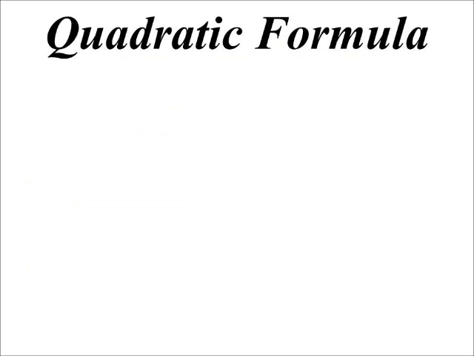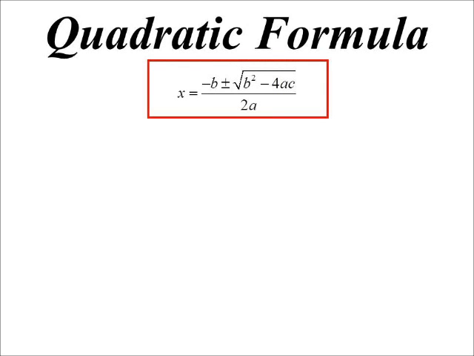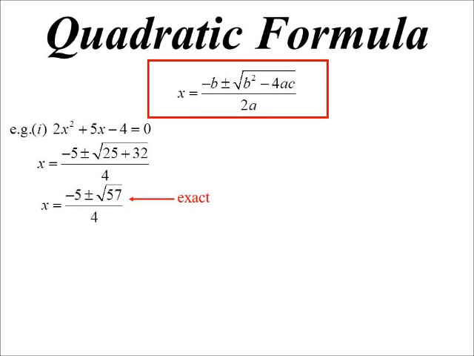Not all quadratics can be factorised though. So we have our wonderful quadratic formula: negative b plus or minus the square root of b squared minus 4ac, all over 2a. So let's do one of those. Alright, sub in negative b plus or minus the square root of b squared, etc., and we get our two possibilities.